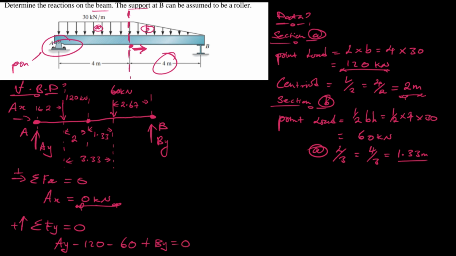Applying algebra, we can create an equation in a sense where we say AY plus BY will now be equivalent to, if we do the math right here, 120 plus 60, which is like 180. Since this is a negative sense, we'll have negative 180. Taking it to the other side, we'll have positive 180. And this is equation number 1.